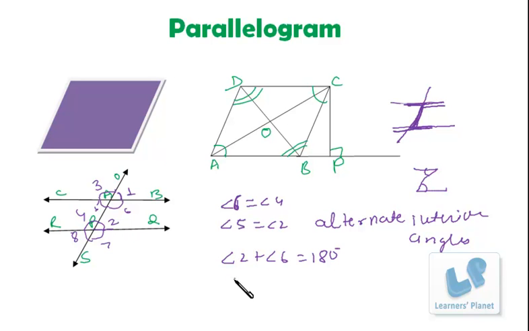Angle 5 plus angle 4 will also be 180 degree, and these are interior opposite angles. So the sum of interior opposite angles is always 180 degree. So we discussed three types of angles so far, that is corresponding angles, alternate angles, and interior opposite angles.